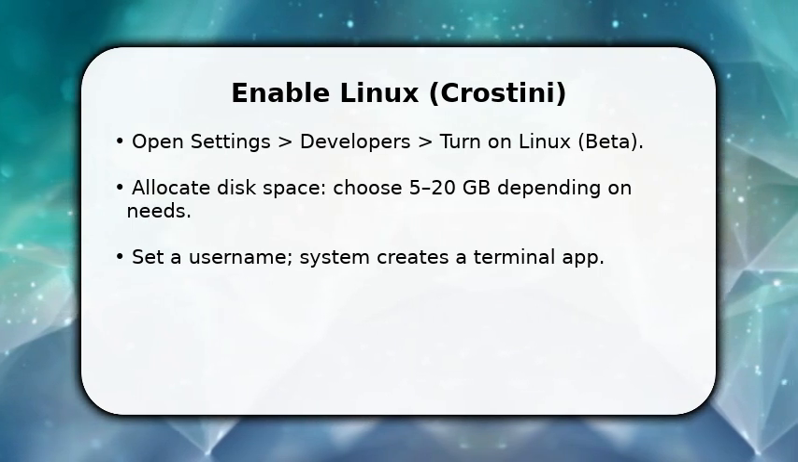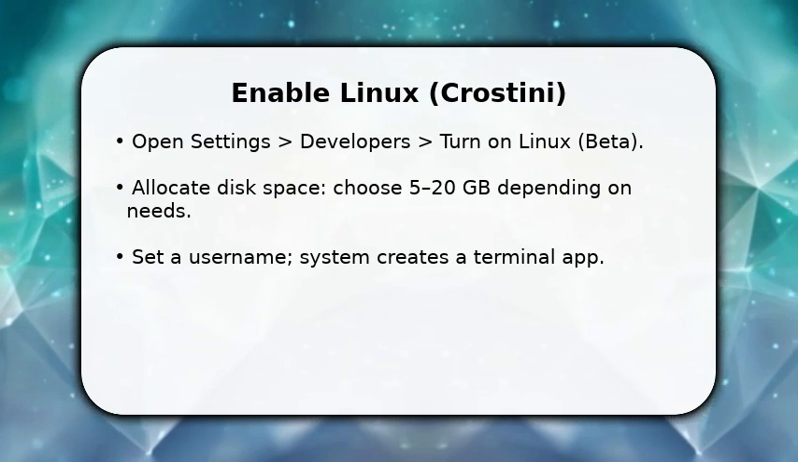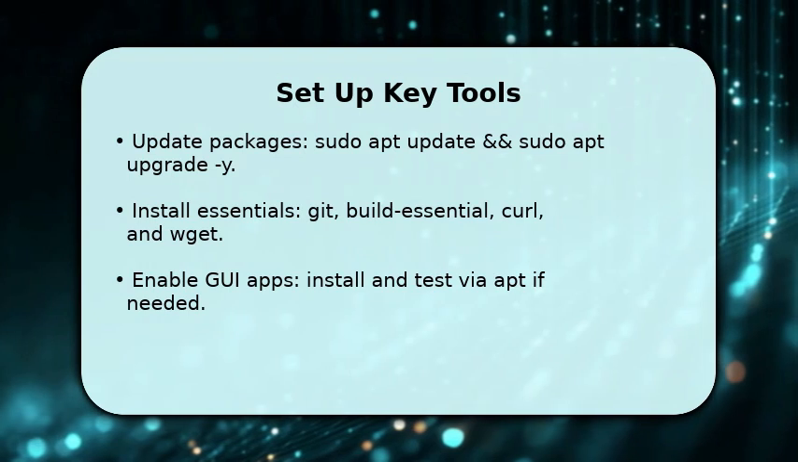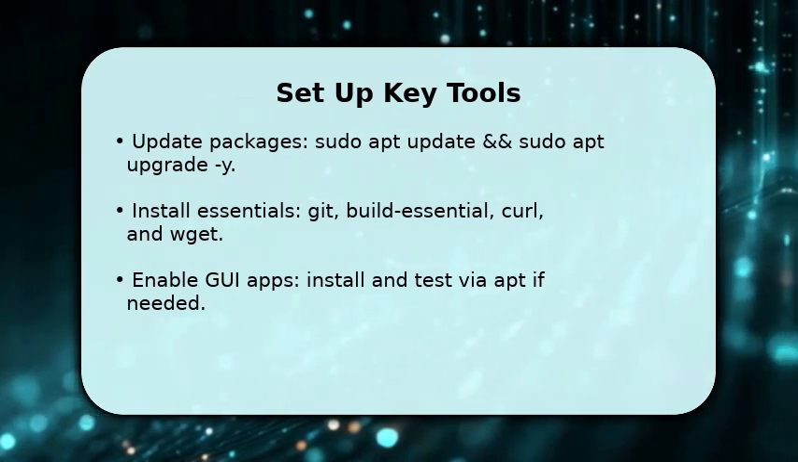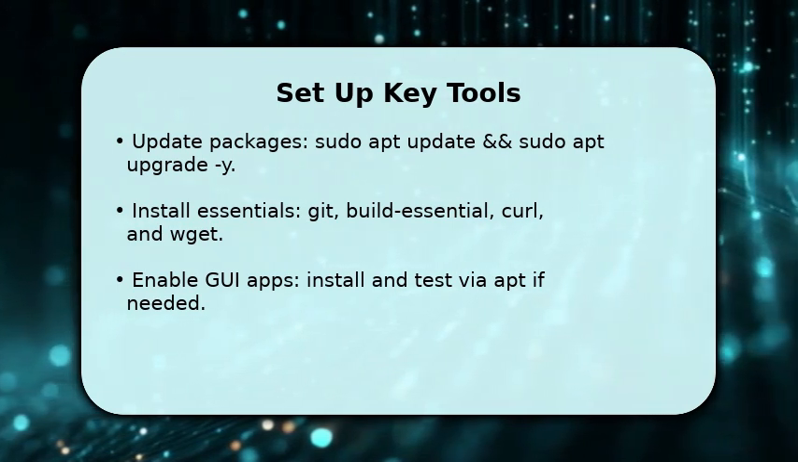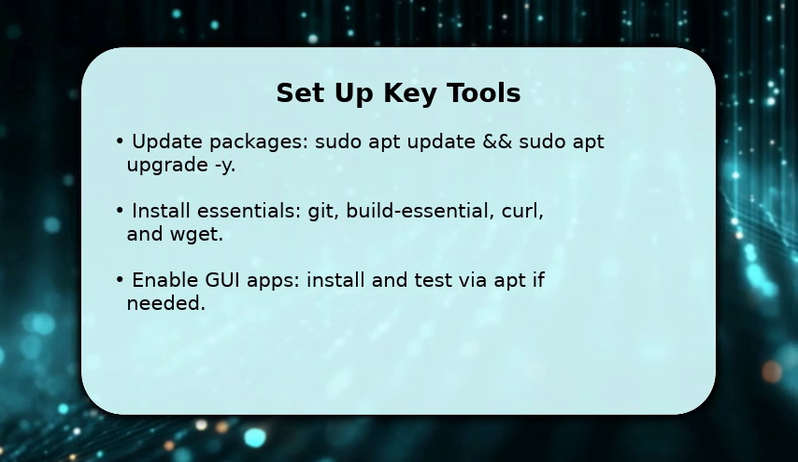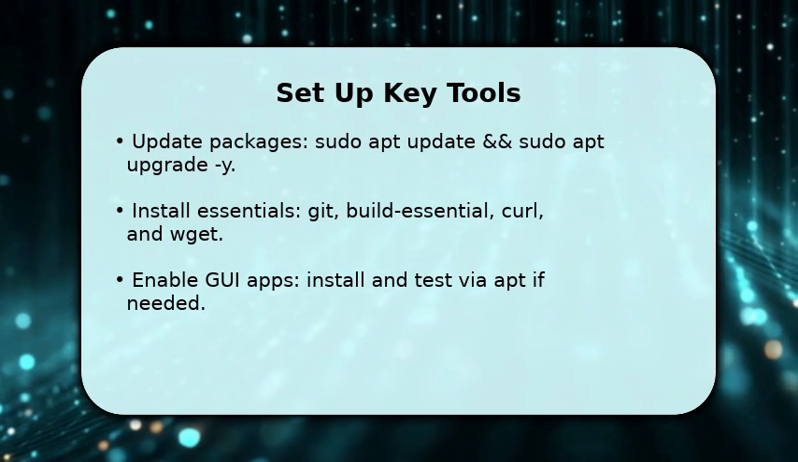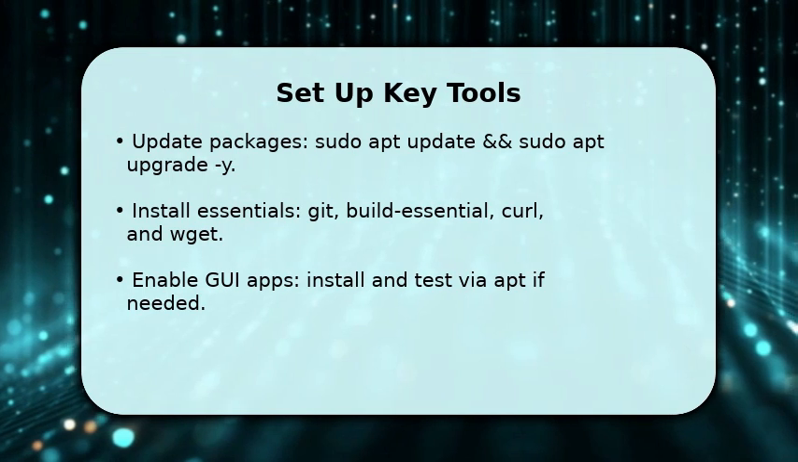Next, you update the container and install essentials so tools behave predictably. Run sudo apt update and sudo apt upgrade -y to get the latest packages. This prevents version conflicts. Then install git, build-essential, curl, and wget so you can compile, fetch, and clone projects. If you need graphical Linux apps, enable GUI support and install the app with apt. Make sure to test it from the terminal. These steps prepare a reliable development or power user environment.